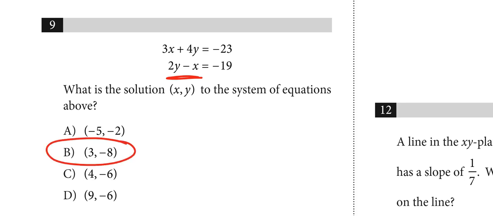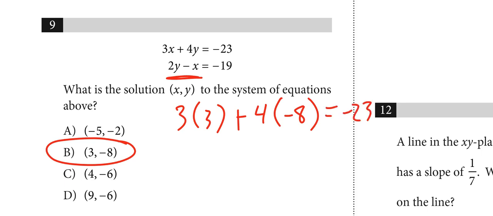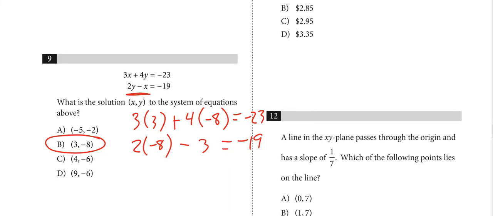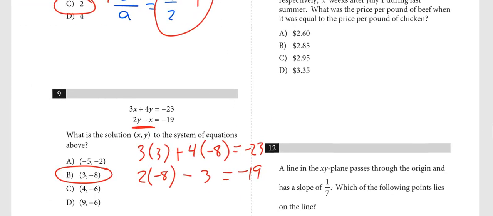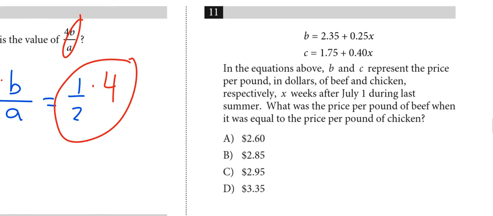So 9. Yeah, okay, that does work. Yeah, you're just plugging them in. 3 times 3 minus 4 times 8 plus 4, 23. And 2 times negative 8 minus 3 is negative 18. That is the fastest way. If you're trying to speed this up, obviously elimination would be your other alternative.